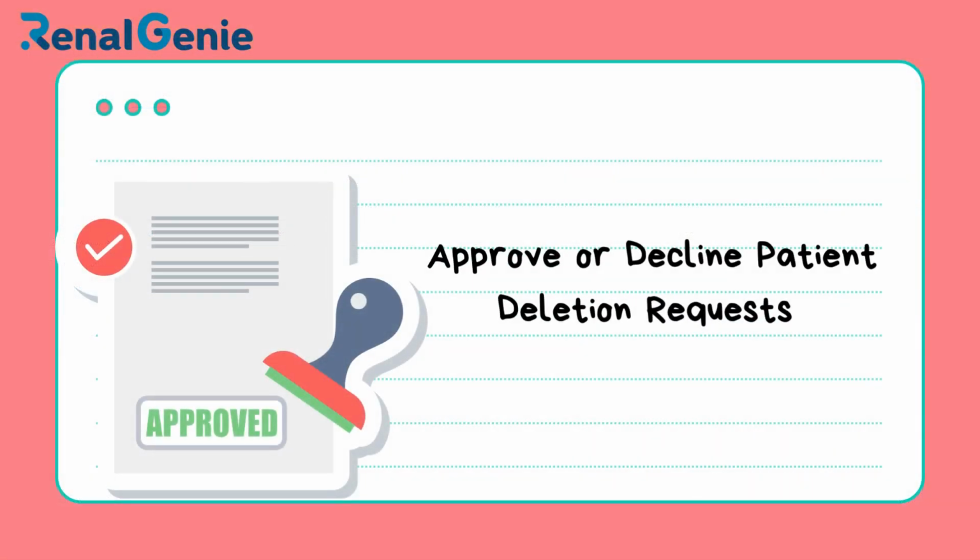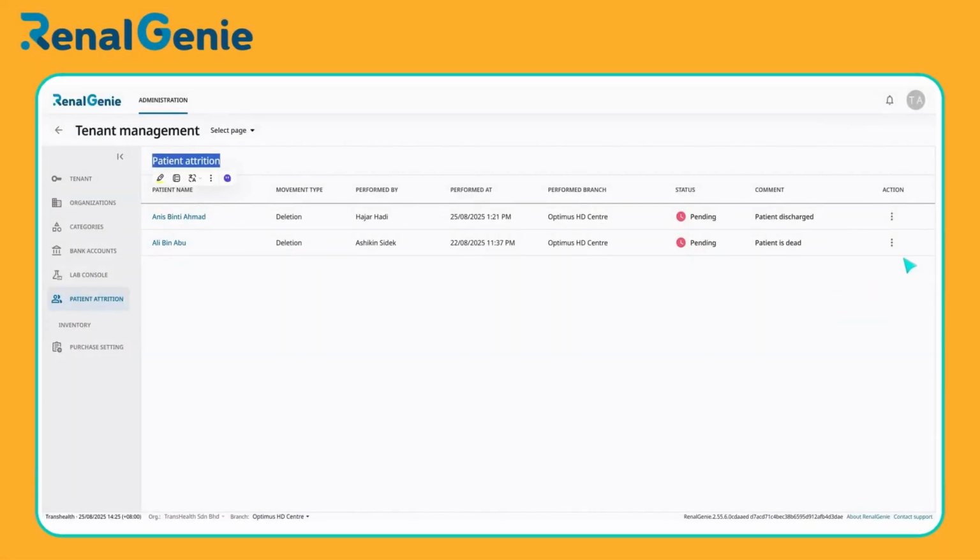After reviewing, you may choose to approve or reject the request. Simply click on the three-dot icon. You will see the options to approve or reject.